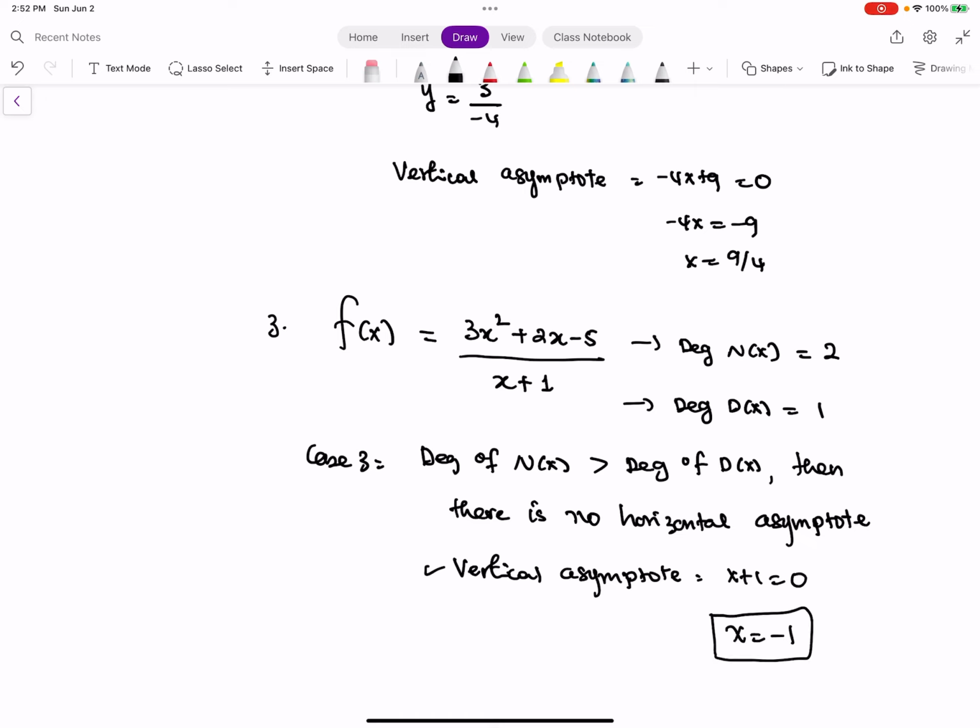So we'll see what will be the behavior of the rational functions when x is approaching the vertical line from the left and the right.